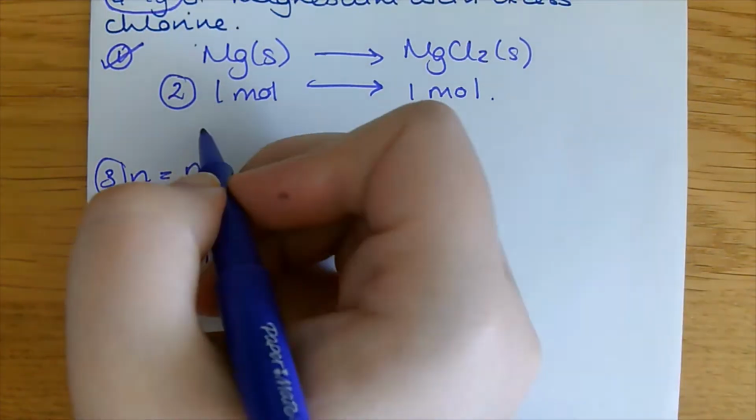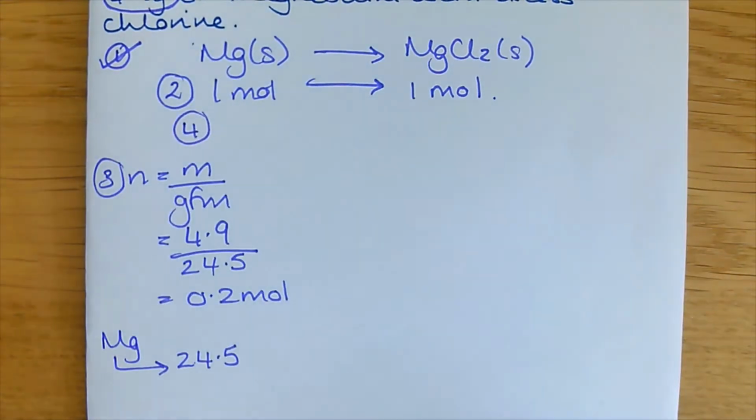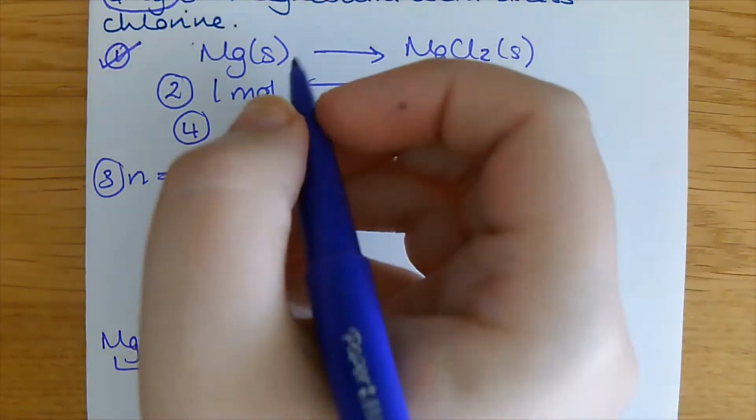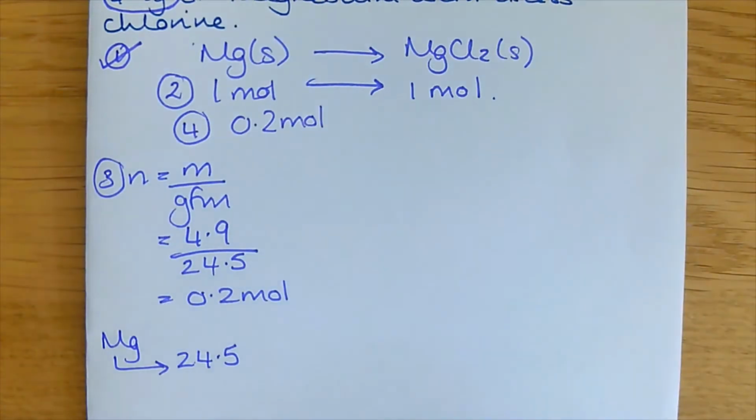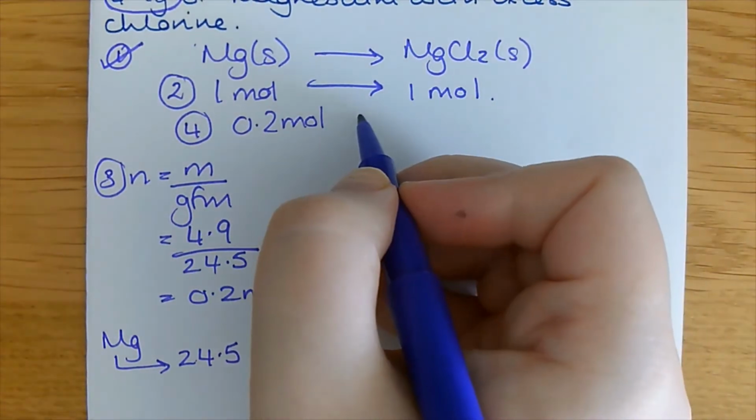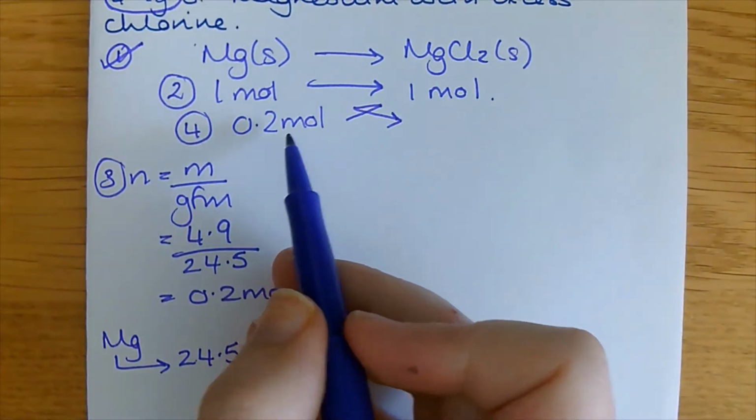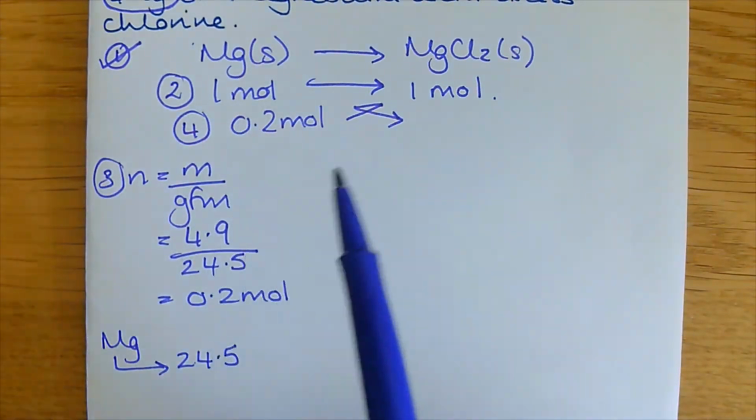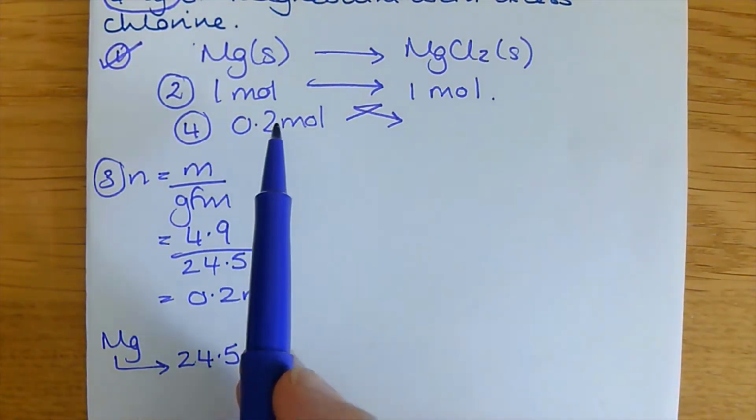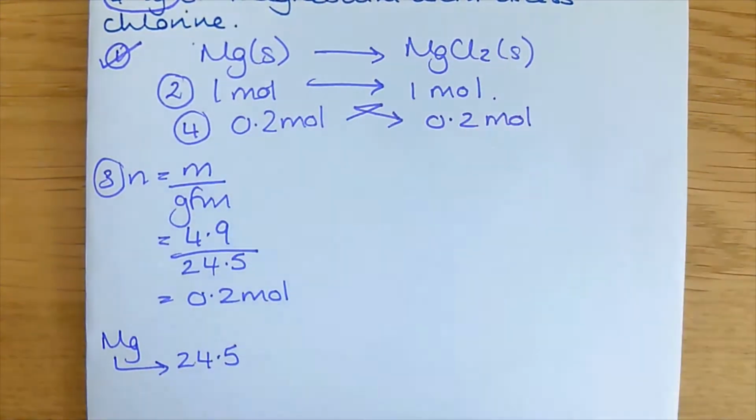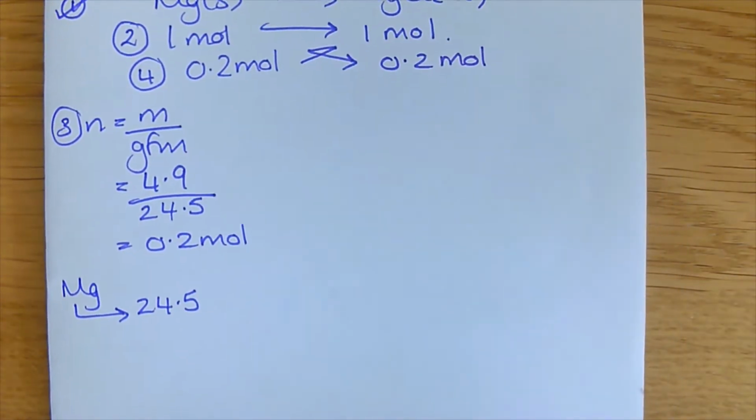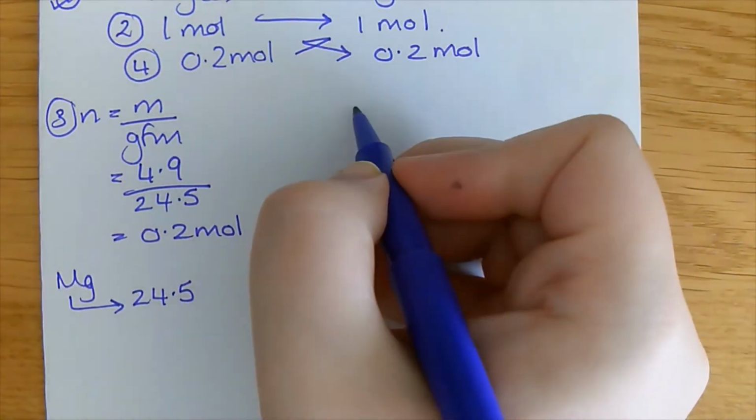Step 4, remember, is going back and working out our new mole ratio. So in an ideal world we would have 1 mole to 1 mole, a 1-to-1 ratio. However, this time we have 0.2 mole of reactants. So what we're going to have is 0.2 times 1 divided by 1, or it's a 1-to-1 ratio, so we can say it's now a 0.2 to 0.2 ratio. And that's step 4 complete.